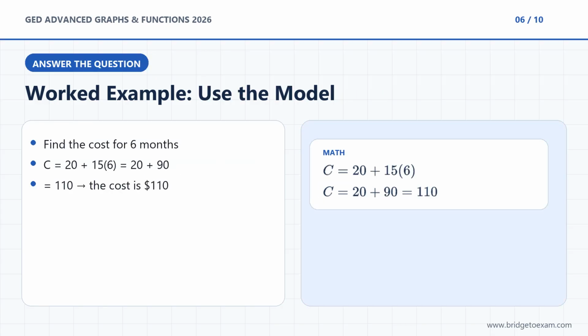Now let's use the model to answer a question. What is 6 months cost? Substitute M equals 6 into C equals 20 plus 15M. That gives C equals 20 plus 15 times 6. 15 times 6 is 90, and 20 plus 90 is 110. So 6 months costs $110. The model did the work.